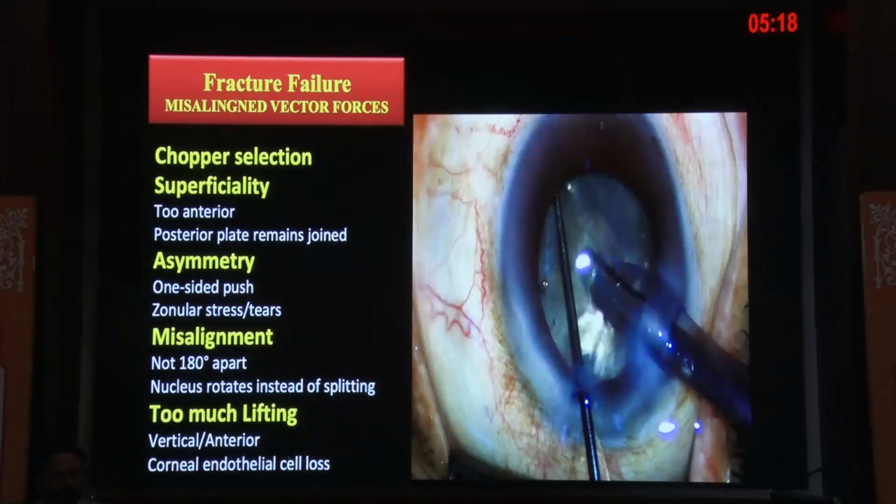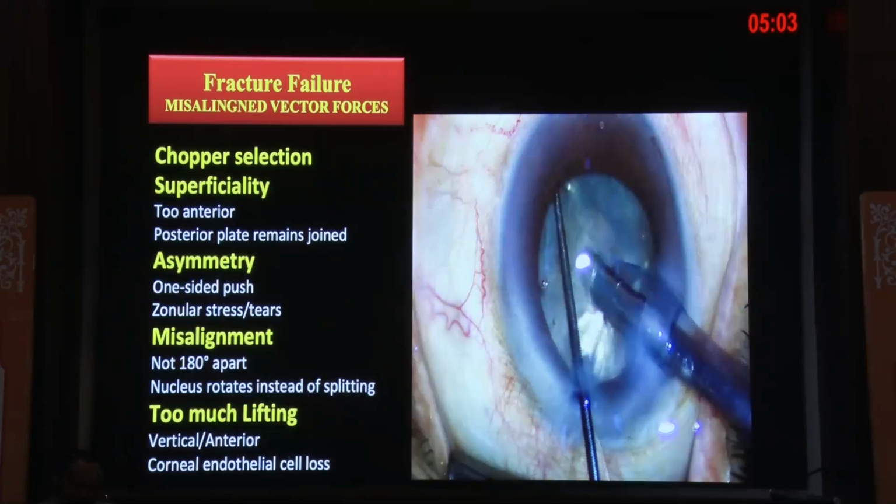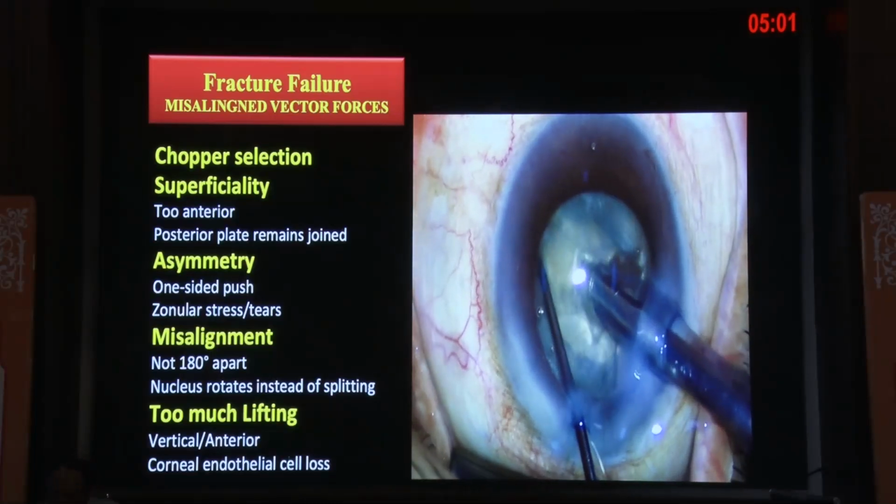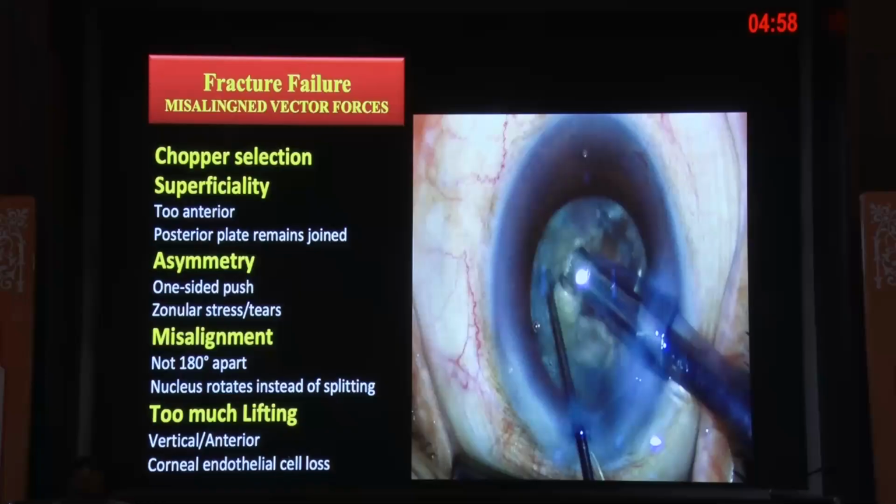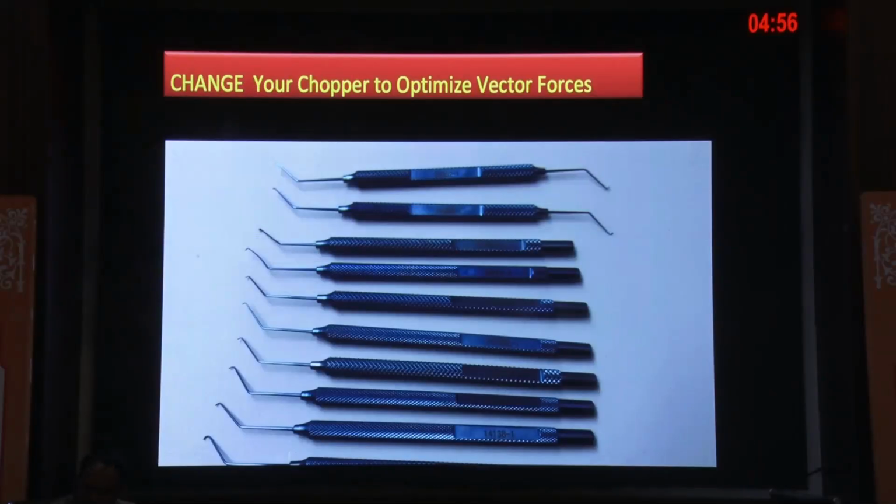So fracture failure may happen with improper selection of the chopper. If the position of the chopper is not correct, if it's too superficial, asymmetric, misaligned, or you're lifting the chopper up too much, these problems could lead to non-fracturing of the nucleus. So what you need to do is, there are several choppers available in the market. You need to select the proper chopper according to your technique.